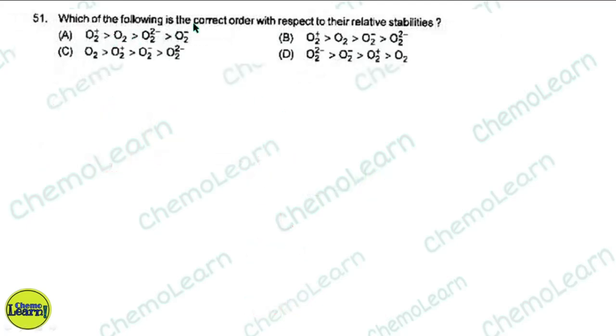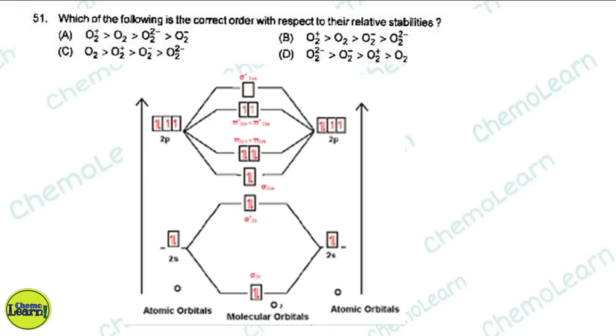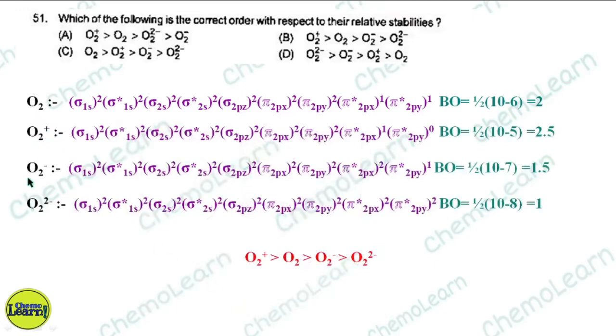Which of the following is the correct order with respect to their relative stabilities? O2 plus, O2, O2 minus, and O2 2 minus. So all we have to do is draw the MO diagram, the molecular orbital diagram for the oxygen molecule: atomic orbitals on both sides, and in between we have molecular orbitals. We have to write the MO configuration for O2, O2 plus, O2 minus, and O2 2 minus. I have written it here, and then we will calculate bond order.